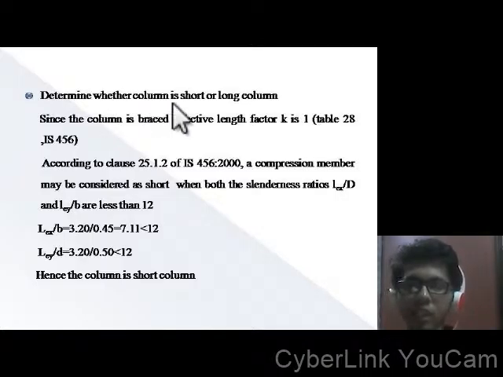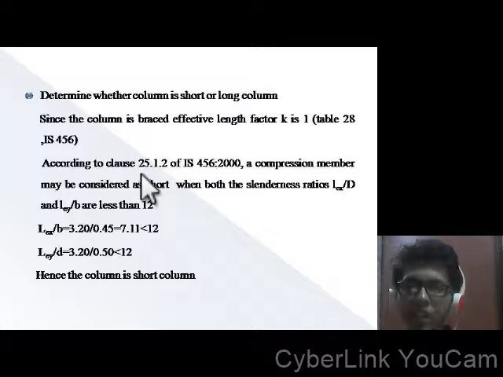Next, though we know we are designing a short column, we will check whether it is correct or not. For that particular condition, that is base condition, the effective length factor K value is 1, that is Le is equal to KL, which we already told. And for that, from table 20 of IS 456, we will get K as 1.